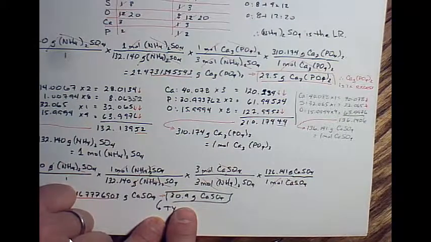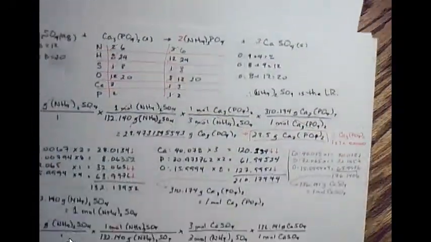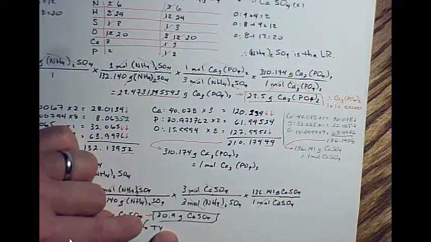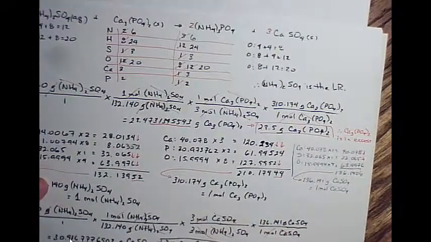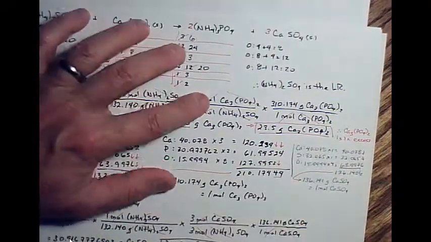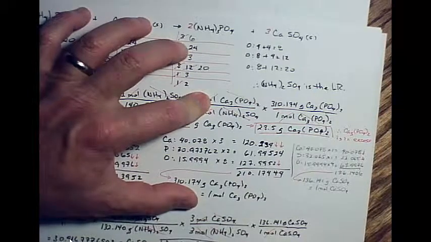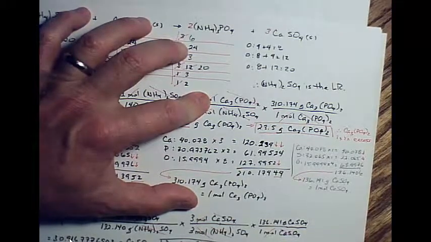All right, so we're going to take that 15 grams of solid that was collected, and we're going to put it over the 30 grams that we calculated as our theoretical yield. Percent yield is always actual yield, which is that 15 grams, the amount collected, actual yield over the theoretical yield times 100. So it's 15 grams of calcium sulfate over 30.9 grams of calcium sulfate. Okay? Then times 100.